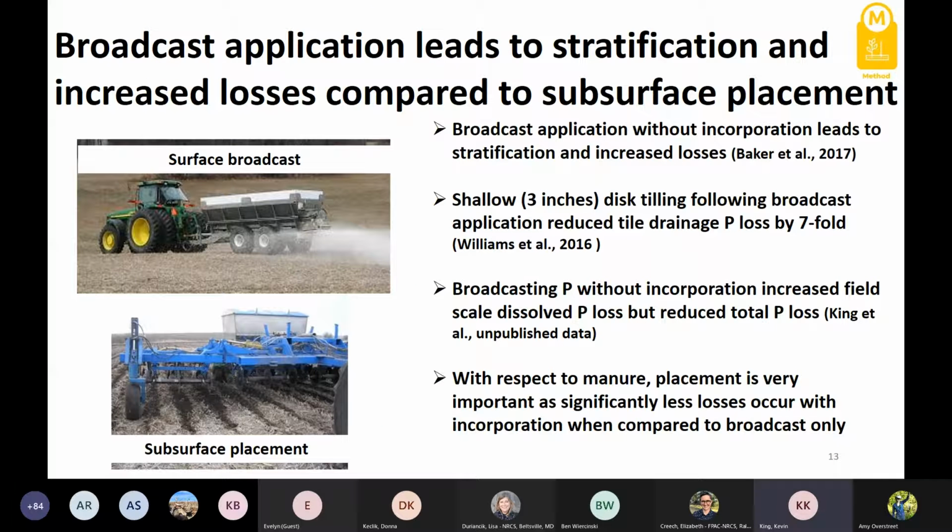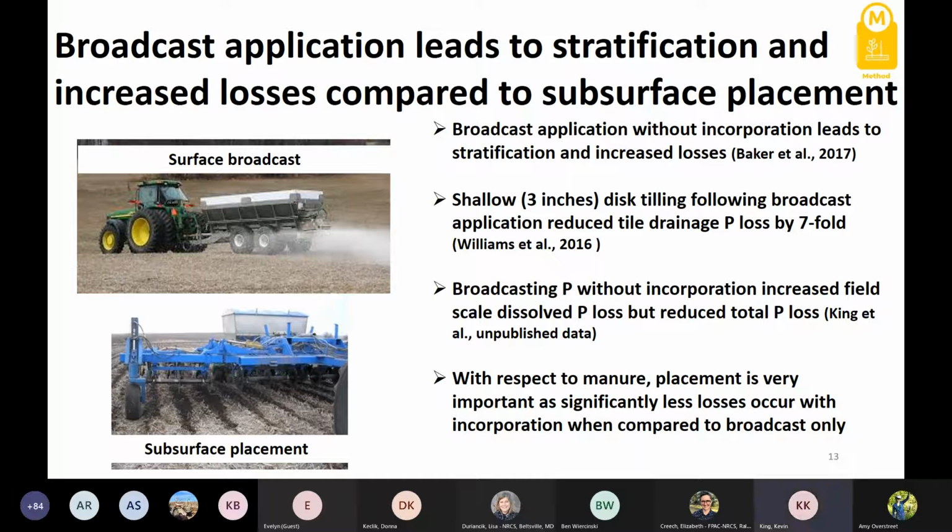We will now turn our attention to method. When we think about method or placement, we generally talk about surface broadcast versus subsurface placement approaches. Here, we will explore the effects of these two methods on stratification and water quality from field scale to plot scale studies. Surface broadcast applications lead to stratification.